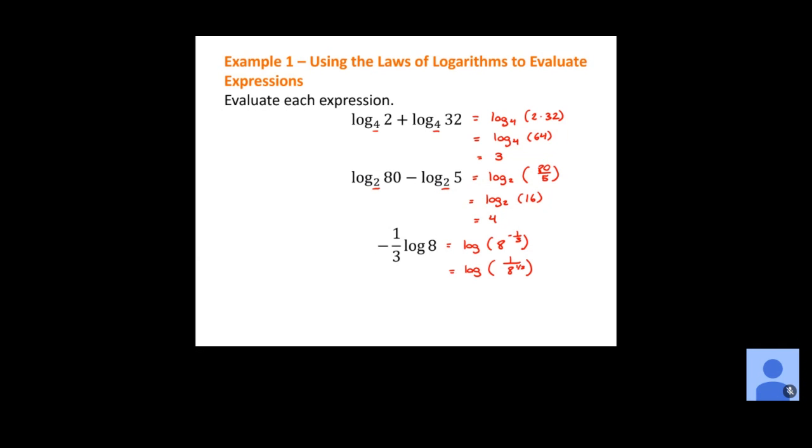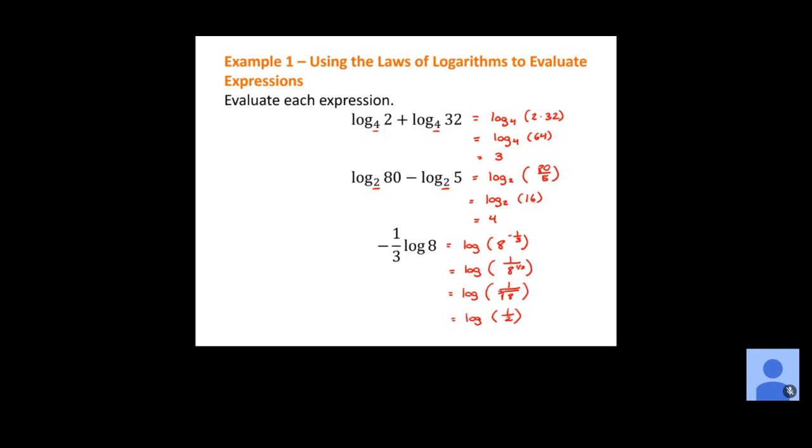Now remember, 8 to the 1/3, we could rewrite as a radical. That would become a cube root. So now we have the log of 1 over the cube root of 8. The cube root of 8 is 2, so we have the log of 1 over 2, or the log of 1/2.